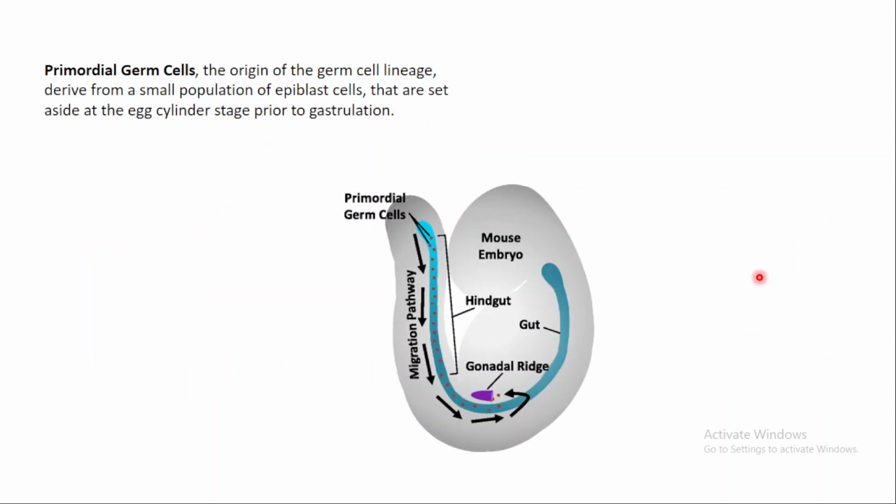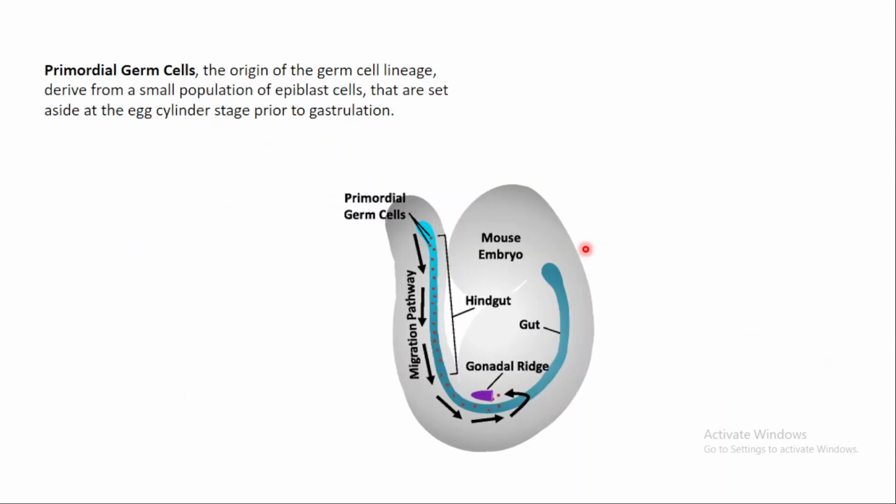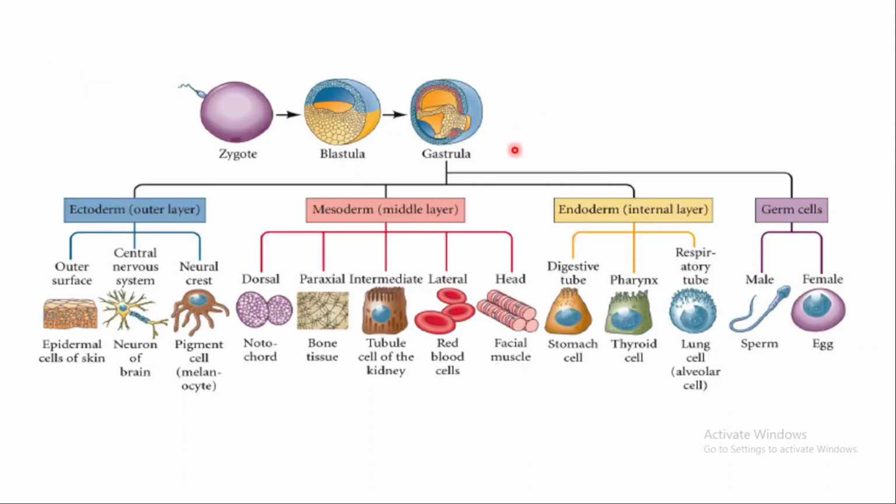So if you see the precursor of germ cells, or the primordial germ cells, the origin of the germ cell lineage derive from a small population of epiblast cells that are set aside at the egg cylinder stage prior to gastrulation. So germ cells are set aside prior to gastrulation. Now only after gastrulation we have three layers: ectoderm, mesoderm, and endoderm. Even before the formation of three layers, germ cells are specified: primordial germ cells from the epiblast layer in the forming embryo.